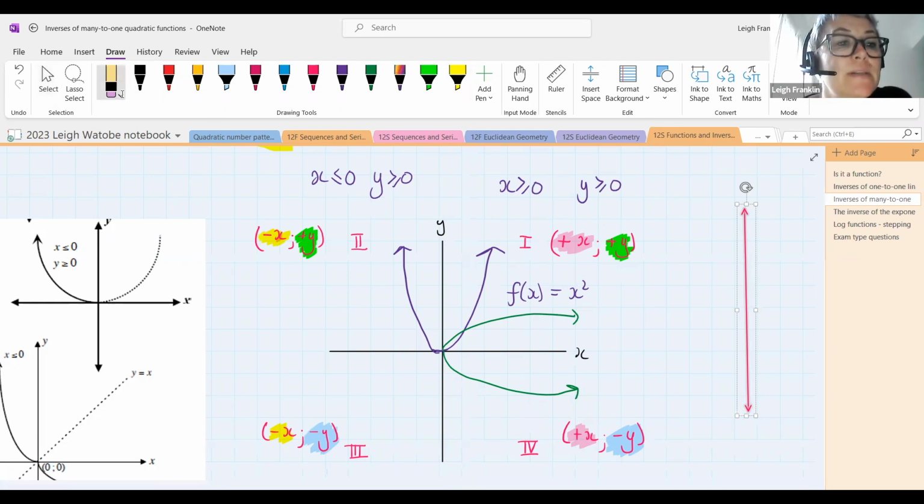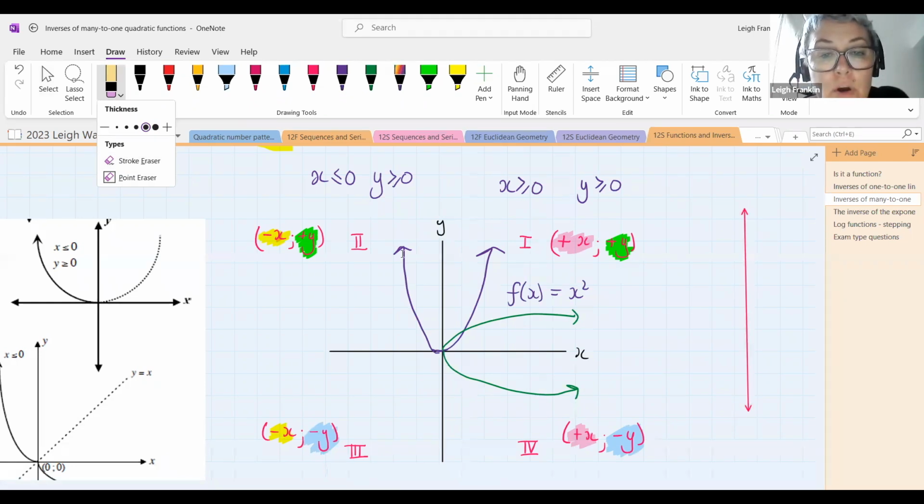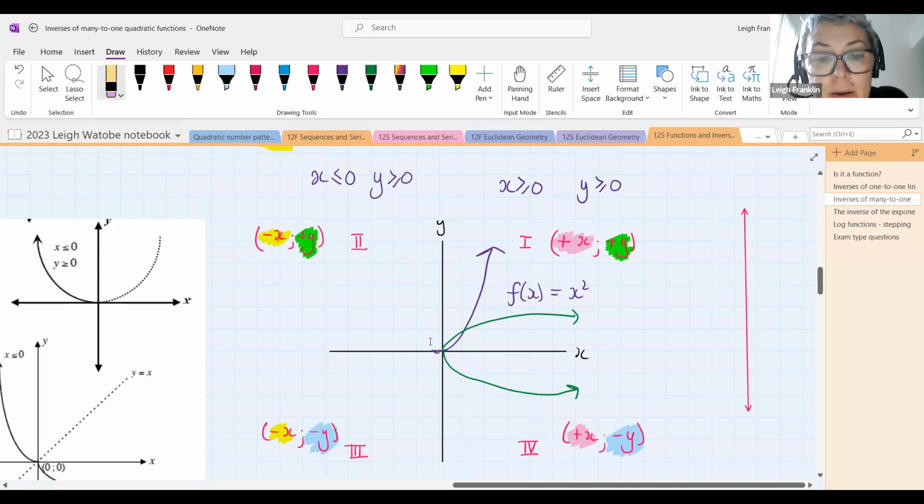So what happens is this. When I rub out this arm over here, my purple graph is still a function. My purple arm is still a function. It's not a many-to-one function. It's a one-to-one function. And if I reflect that over the line y equals x, then essentially what I end up with is this.